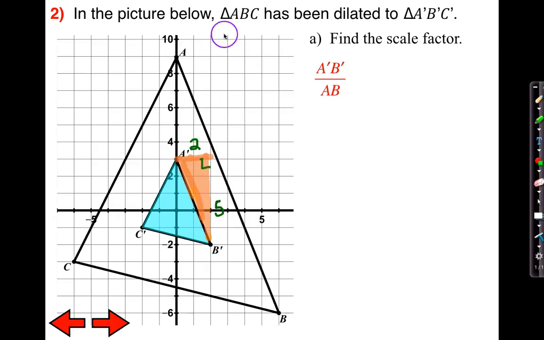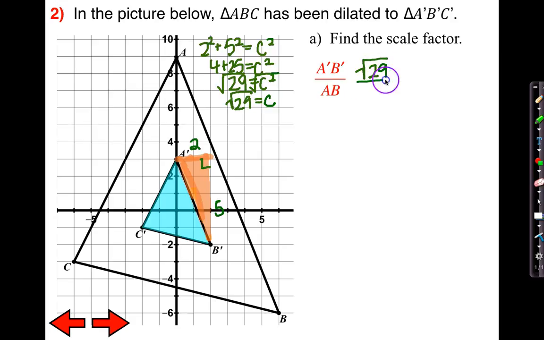So applying the Pythagorean theorem, we're going to get 2 squared plus 5 squared equals the missing length, which I'm just going to go ahead and call c squared. So we have 4 plus 25 equals c squared, 29 equals c squared. Take the square root of both sides, so we're left with the square root of 29 equals c. So here the length of A prime, B prime is the square root of 29. Now what about the length of AB?